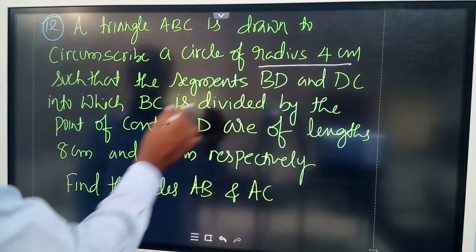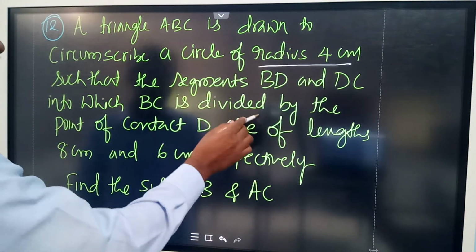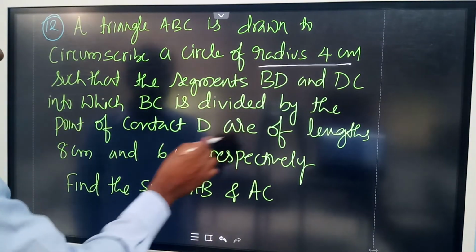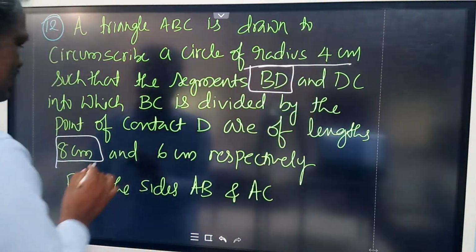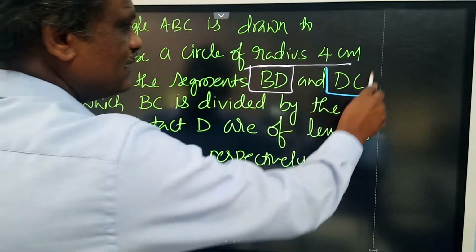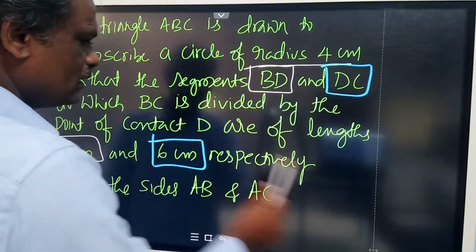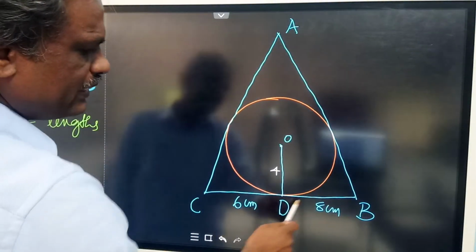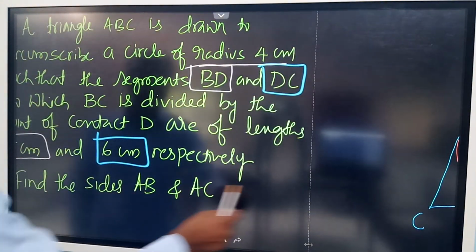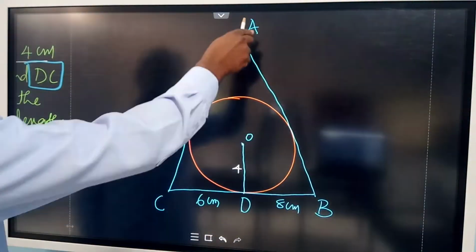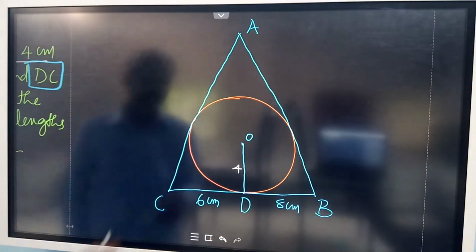Such that the segments BD and DC into which BC is divided by the point of contact D are of lengths BD equal to 8 centimeter and DC equal to 6 centimeter. So BD here is 8 and DC is 6 centimeter. Now find the sides AB and AC. You have to find out the lengths AB and AC.